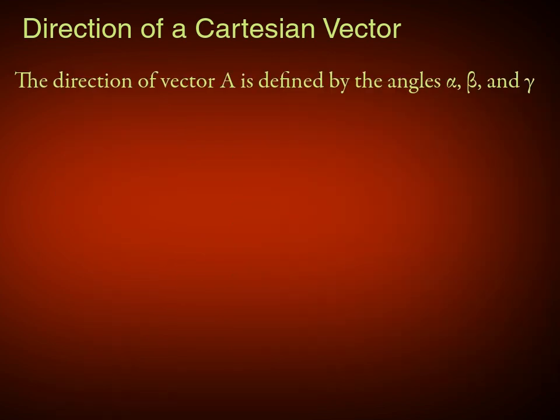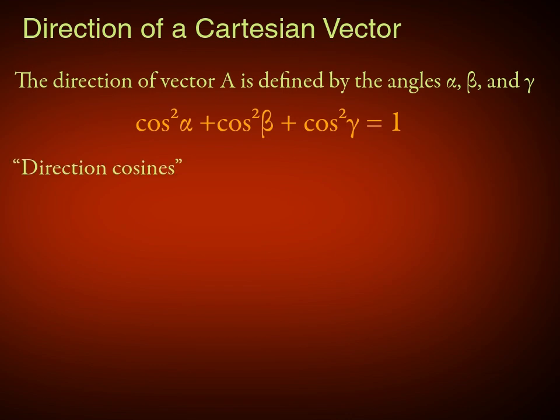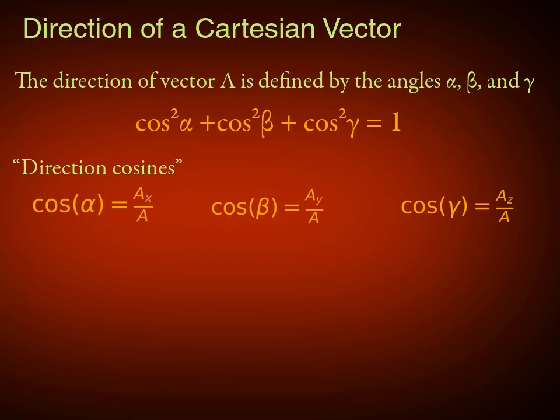Alpha, beta, and gamma are dependent on each other, and they must follow the relationship that the sum of the cosines squared of the angles must equal 1. Then the direction cosines are found from the relationship between the magnitude of the vector component and the magnitude of the vector. Now, I just want to be extra clear here, be careful, because this is with respect to the magnitude, not the actual vectors.